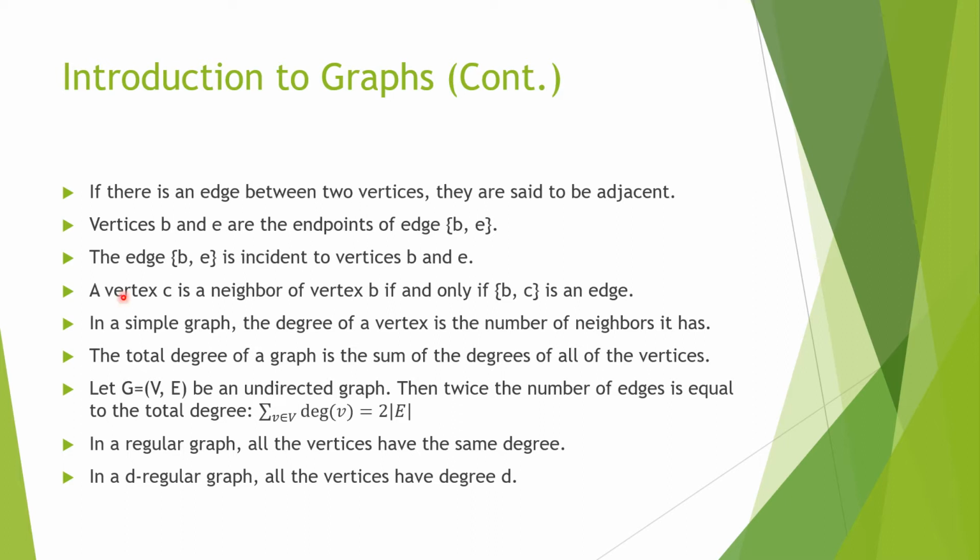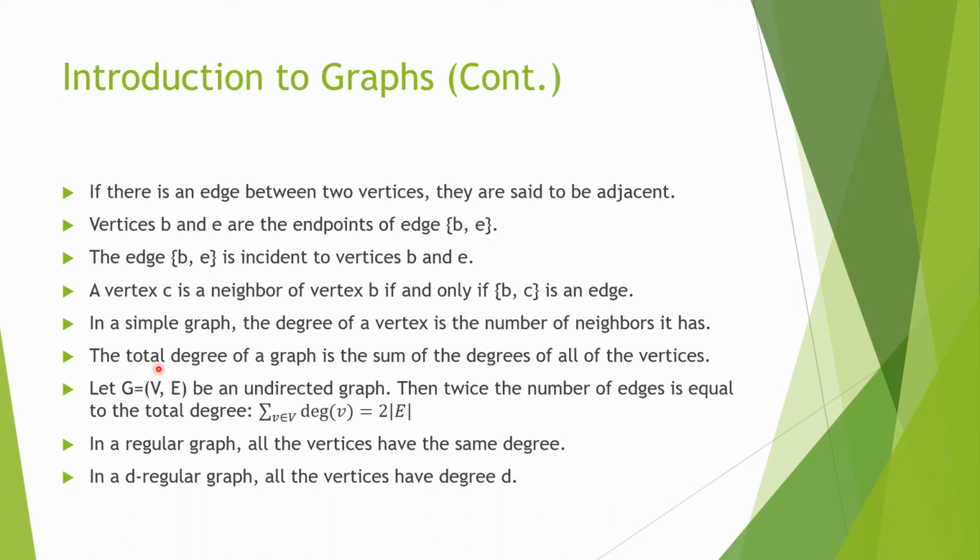Next, we define a neighbor. We say a vertex C is a neighbor of vertex B if and only if the edge B and C exists in that graph. Now, in a simple graph, the degree of a vertex is the number of neighbors it has. What do we mean by simple graph? We defined it in the previous slide. A graph with no self loops and no parallel edges.